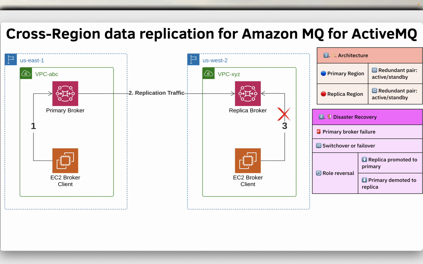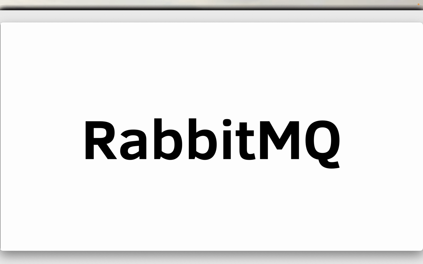In case of a primary broker failure in the primary region, you can initiate a switchover or failover to promote the replica broker in the secondary region to primary status. This process reverses the roles, with the former primary becoming the new replica and the former replica becoming the new primary. Now coming to the second technology, RabbitMQ, which is also offered by Amazon MQ.